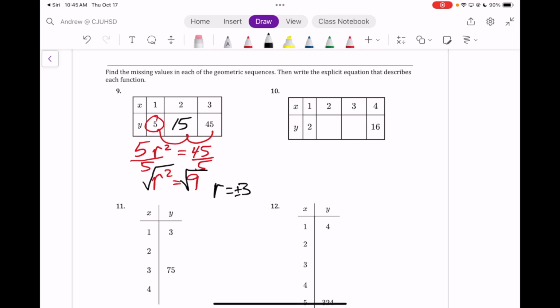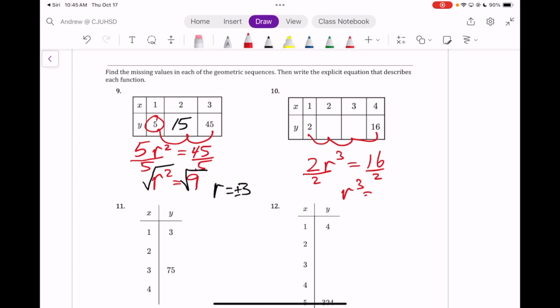On number 10, we're going to start at 2. And we're going to jump 1, 2, 3. So we're going to go R to the third. And that's going to land us on 16. Then we take and divide by 2. And R to the third is equal to 8.